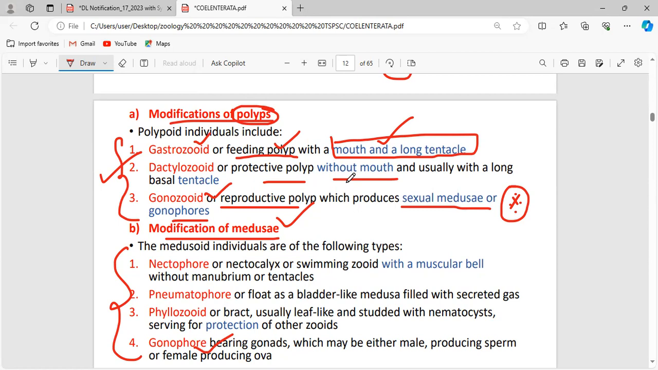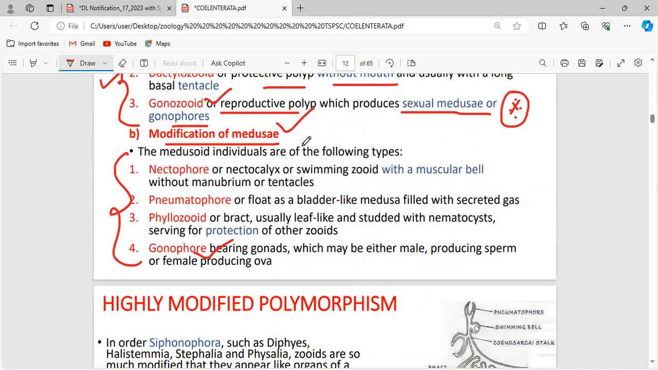Next, the polyp has also been modified into the gonozooid. The gonozooid is also called a reproductive polyp. There is a theory proving that this polyp is the one giving rise to the medusa. This gonozooid, or reproductive polyp, produces sexual medusae or the gonophores. Clear?